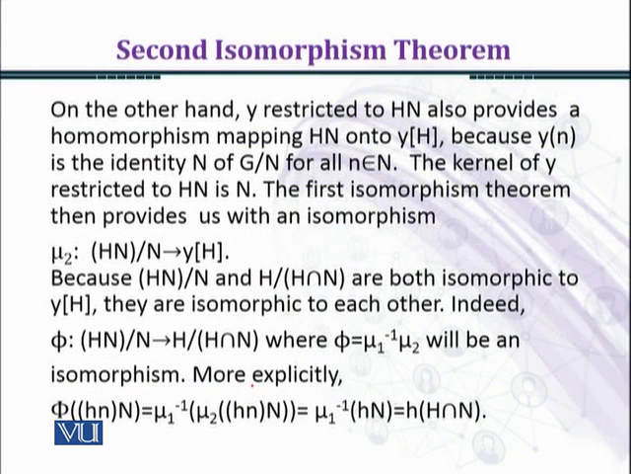On the other hand, Y restricted to HN also provides a homomorphism mapping HN onto YH because Yn is the identity element capital N of G over N. और जैसा कि आपको मालूम है Y हमारे पास होमोमॉर्फिज्म है फ्रॉम G to G over N, कैनोनिकल होमोमॉर्फिज्म है. तो अगर कोई एलिमेंट N को बिलोंग कर रहा होगा तो हमारे पास वो G over N के अंदर हमारे पास तमाम लेफ्ट कोसेट्स हैं और G over N क्योंकि N नॉर्मल सब ग्रुप है तो G over N कोशेंट ग्रुप है और कोशेंट ग्रुप का आइडेंटिटी एलिमेंट कैपिटल N है. If an element belongs to capital N, it maps to the identity element of G over N, that is capital N. The kernel of Y restricted to HN is N.